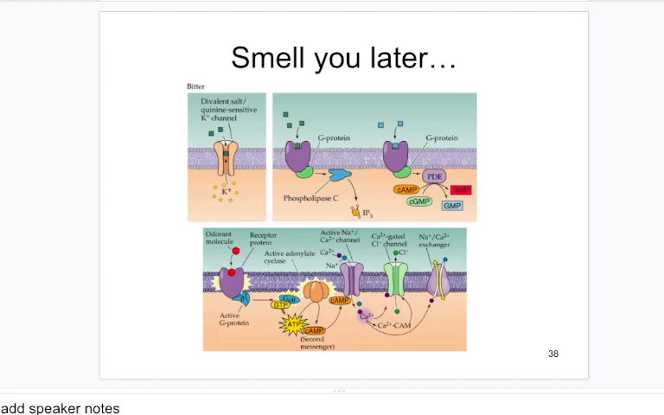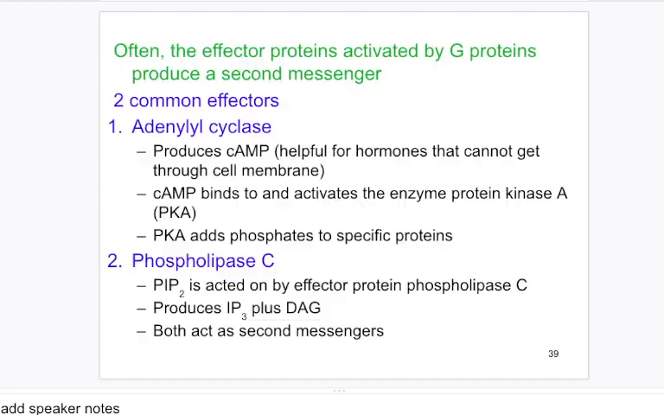Please review these and understand mostly that G-coupled proteins can stimulate secondary messengers from their signal transduction pathway. Often the effector proteins activated by G proteins produce a second messenger, as I just stated. Two common effectors are adenylyl cyclase and phospholipase C. Adenylyl cyclase is the producer of cAMP, and this is helpful for hormones that cannot get through the cell membrane but still want to elicit that cellular response.